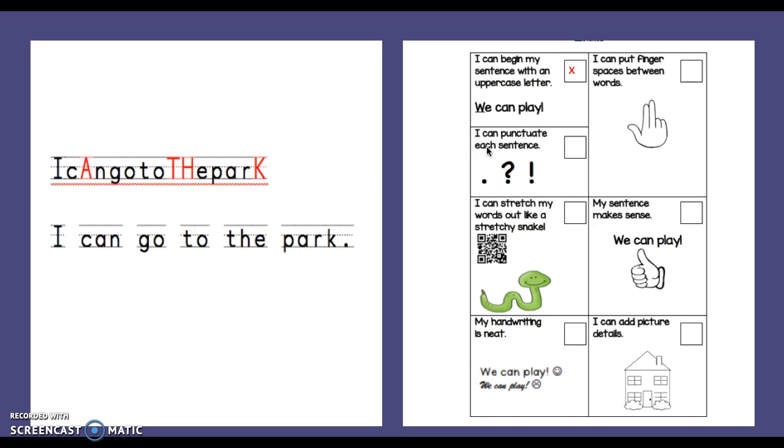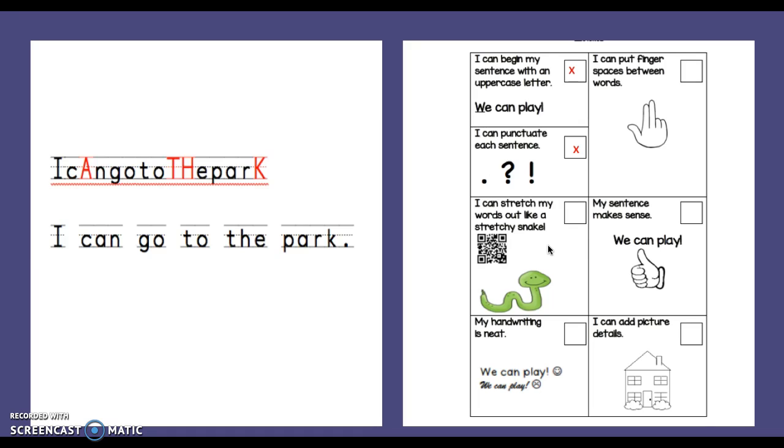I can punctuate each sentence. So you might have a period, or a question mark, or an exclamation point. Let's look at Miss Forsting's writing. Okay, well, this one does not have a period here, so I couldn't mark that. But this one does. You check your writing. Do you have a period at the end of your sentence? Or not, like this one? If you do have a period like this one, you go ahead and put an X right here. If not, leave that blank.